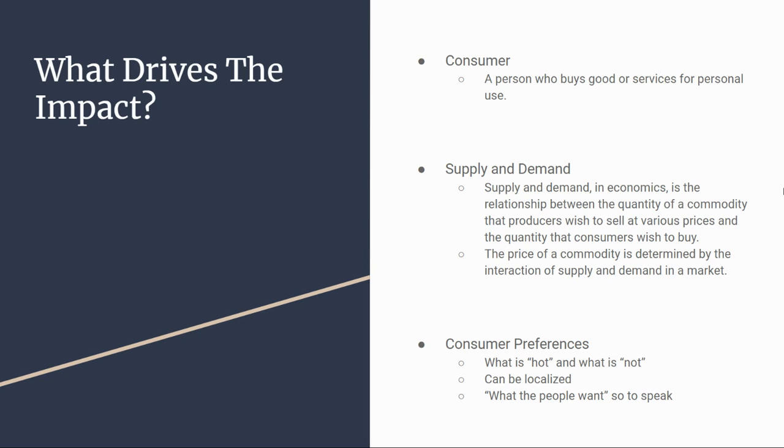So again, as long as you're supplying something that consumers want, then the supply and demand will be good. If you're providing something that consumers do not want, then you're not going to have a good supply and demand relationship. The price of the commodity is determined by the interaction of supply and demand in the market. If there's more demand for something, the market is high for it, so the prices will be higher, and the opposite is also true.